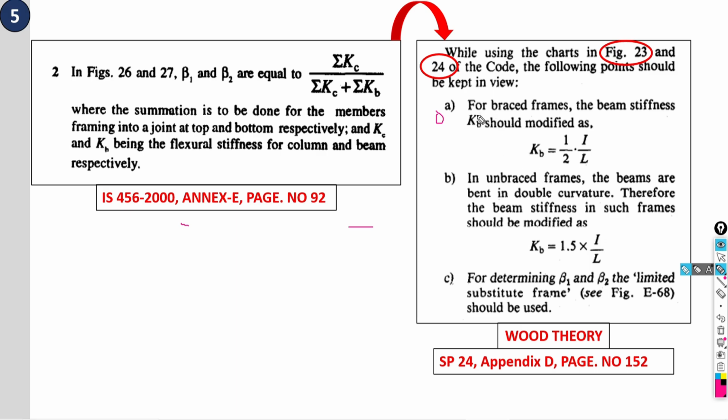They have given two conditions for calculating the stiffness of the beam. First, for the braced frame, braced means restrained against deformation, meaning no sway condition. The beam stiffness should be calculated as 1/2 of I by L. And in the unbraced condition, meaning the sway case, the beam stiffness should be calculated as 1.5 multiplied by I by L. So this formula we are going to implement for calculating the stiffness of the beam.